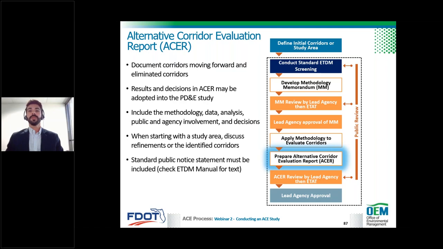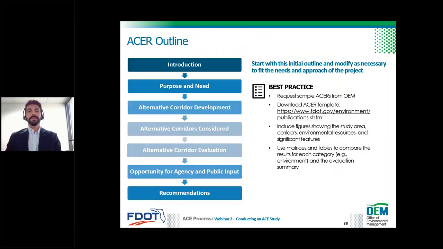Similar to the methodology memorandum, the ACER must include the standard public notice statement. Always check the ETDM and PD&E manuals for the latest statement, although it probably doesn't change often. This is pretty straightforward. It's a boilerplate section on ACER.